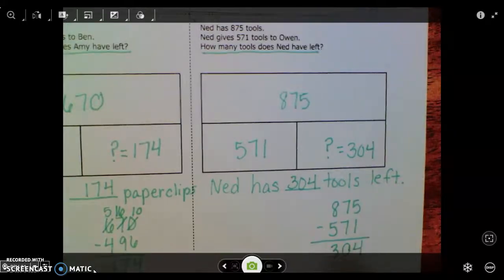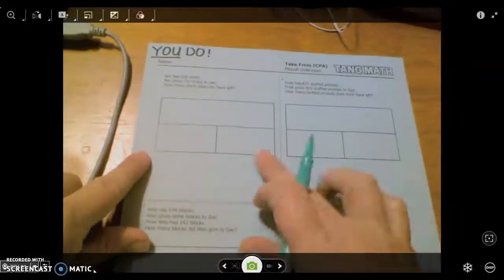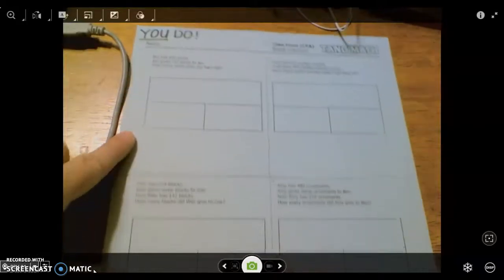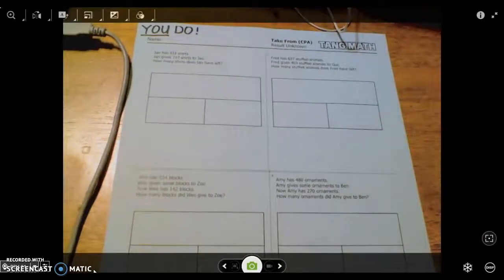Okay. Your job today is to do the you do side. So I'm going to flip this page over. It's on the other side. It says you do at the top. You're going to solve each of these word problems, filling in the bar model, writing your statement, and solving the problem in the space right below the bar model.